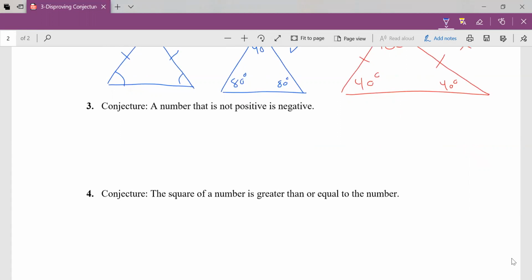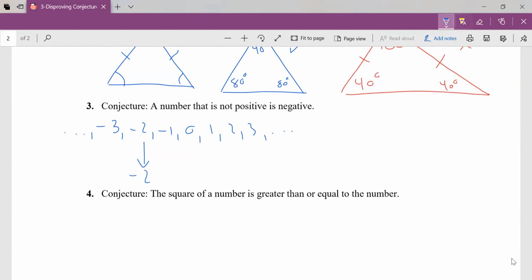Number 3, conjecture: a number that is not positive is negative. Oh, that's an interesting one. Let's make a list of numbers: dot, dot, dot, -3, -2, -1, 0, 1, 2, 3. We know this list goes on forever. These are our integers. Something that would agree with this statement would be a number that's not positive, so -2 is not positive, and it's negative.